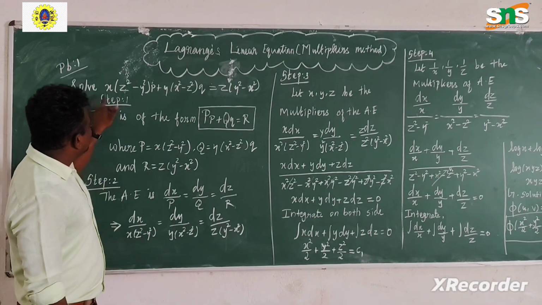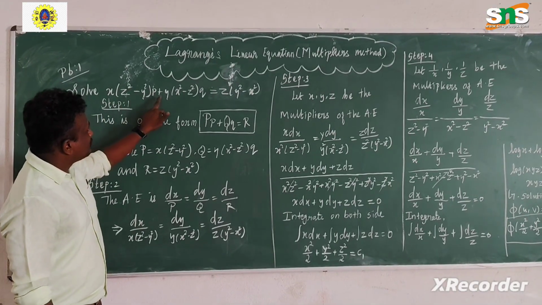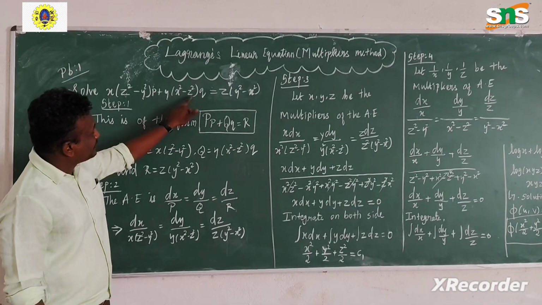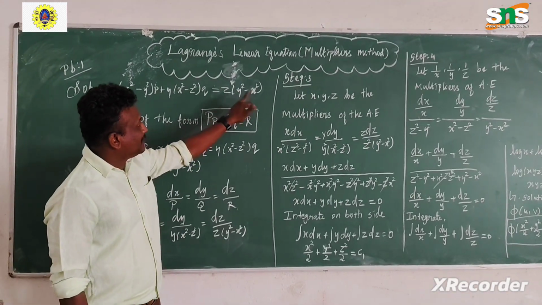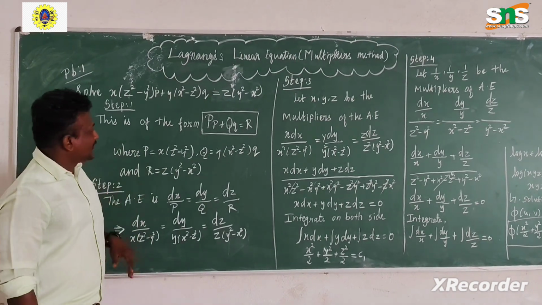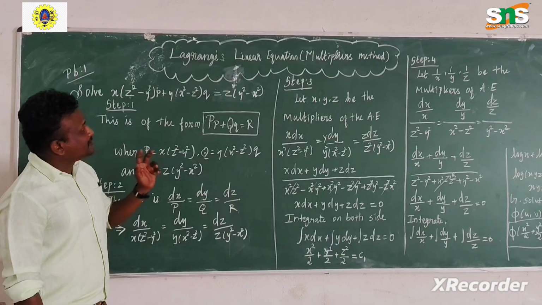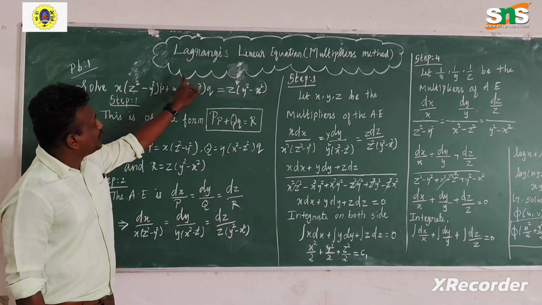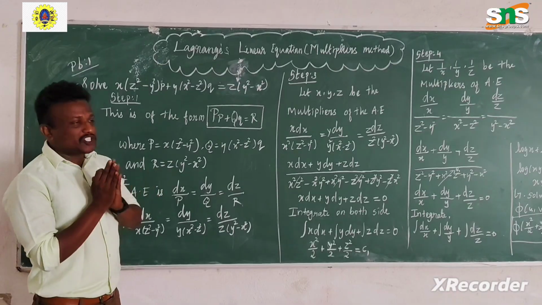Solve x(z² − y²)p + y(x² − z²)q = z(y² − z²). So this is the problem which we are going to solve today. The first step is to determine whether the given problem follows Lagrange's linear equation pattern or not.